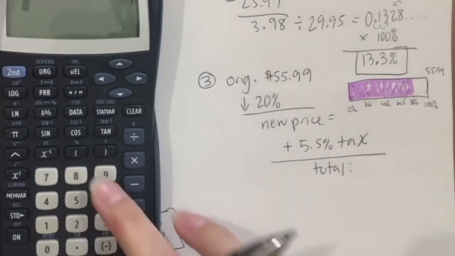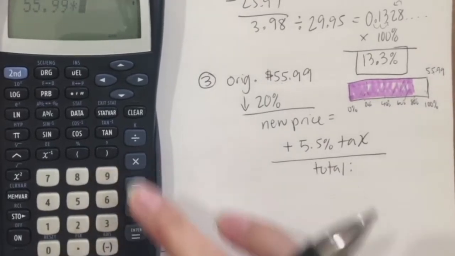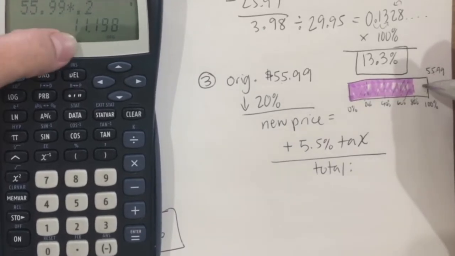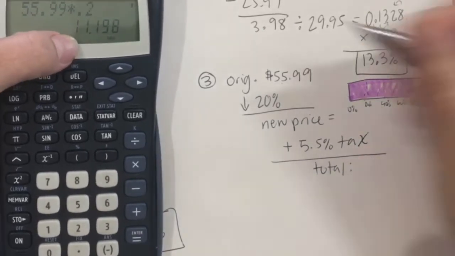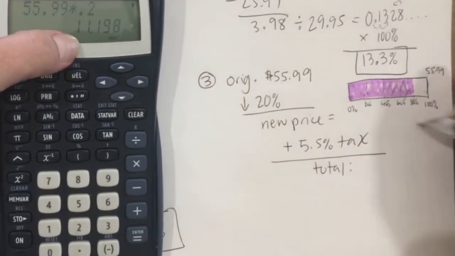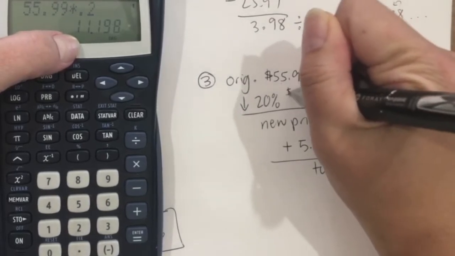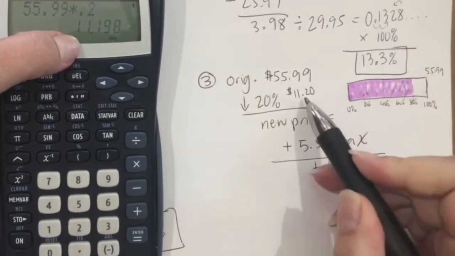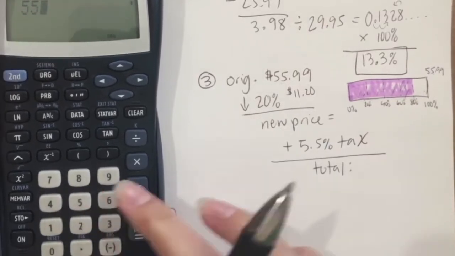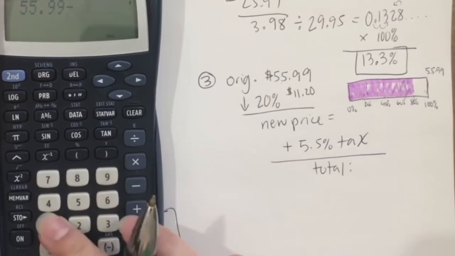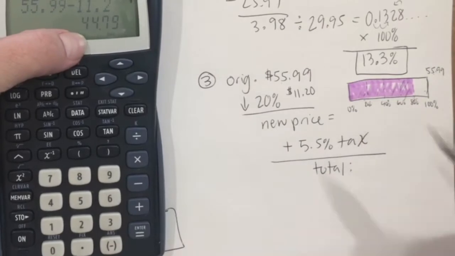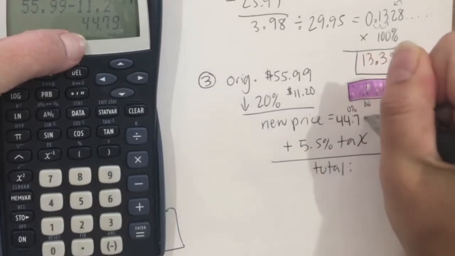So $55.99 times 0.2, which is 20%, is 11, and we'll round that. The 8 will make the 9 round up. So it's $11.20 is 20% of $55.99. So then we would have to do $55.99 minus 11.2, and we get a price of $44.79.